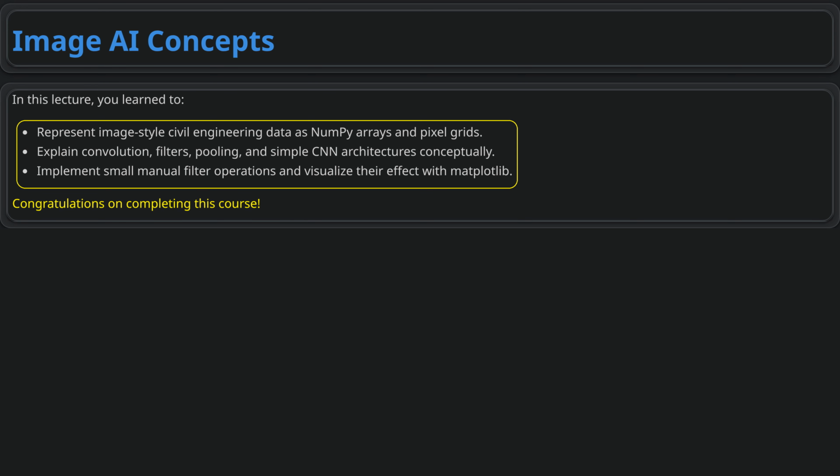In this lecture, you learned to, first, represent image-style civil engineering data as NumPy arrays and pixel grids. Second, explain convolution, filters, pooling, and simple CNN architectures conceptually. And third, implement small manual filter operations and visualize their effect with Matplotlib.